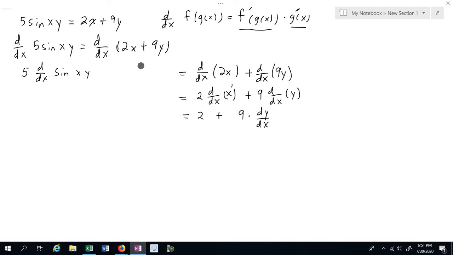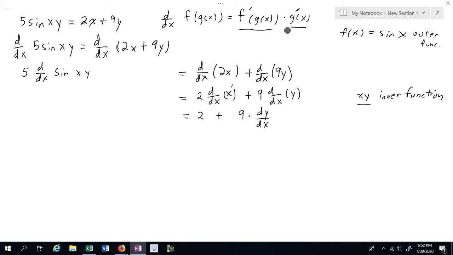Okay, so let's write this out. In this case, the outer function for this composition would be sine of x. So that's my outer function, whereas the inner function is just xy. So we're taking this function and shoving it into this sine function, and that's why we're getting sine of xy. So it's a composition of these two functions.